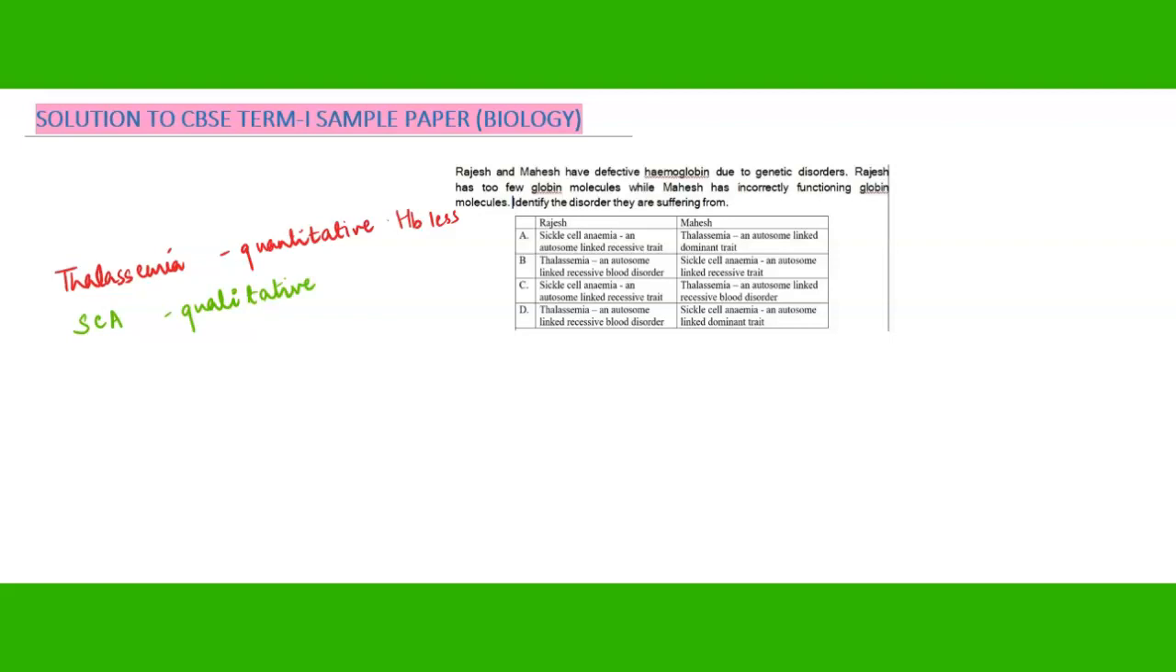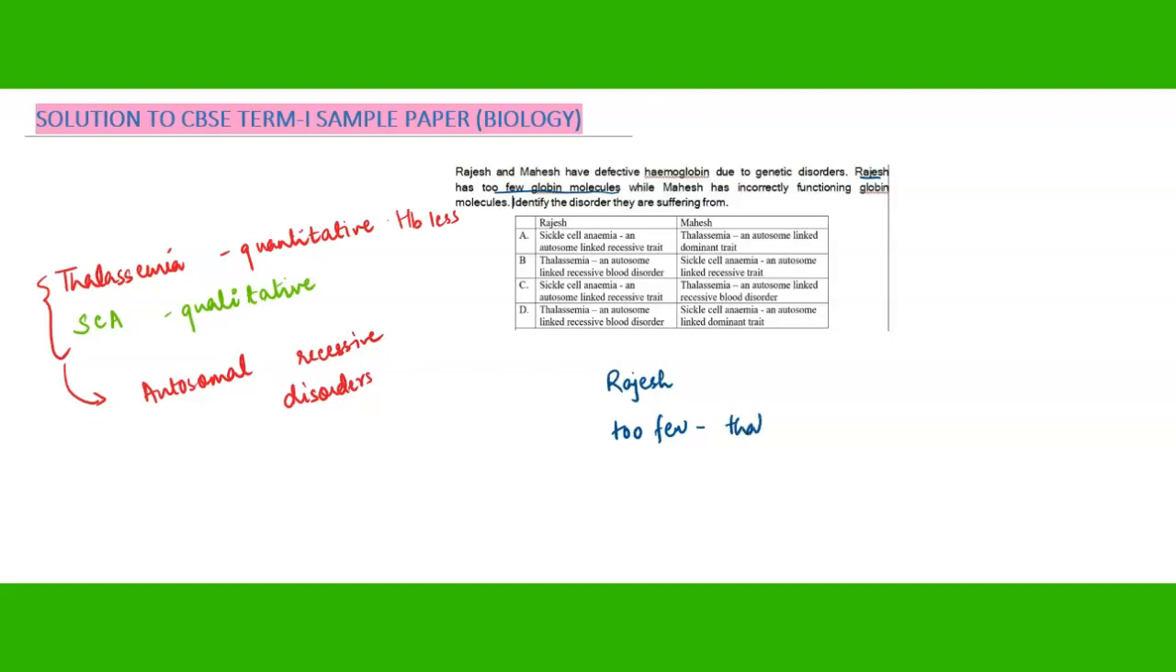So we have to retain this. And both they fall in the category of autosomal recessive disorders. Before coming to the options, these things should be there in our mind. Okay. Now Rajesh is written as too few globin molecules. So here I am writing Rajesh too few. Too few means they are talking about quantity.